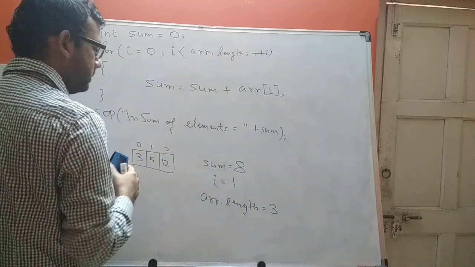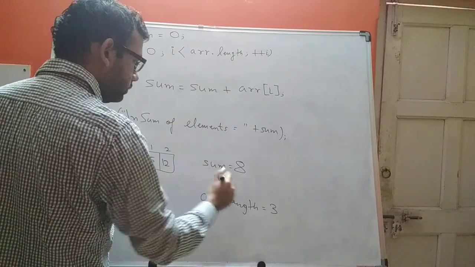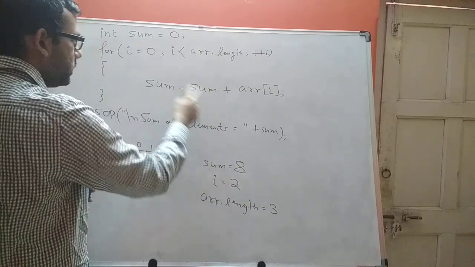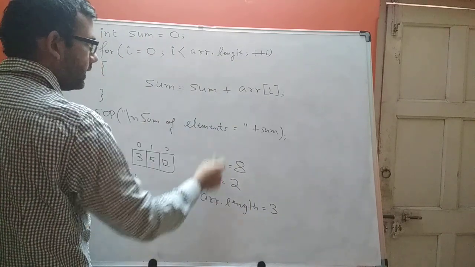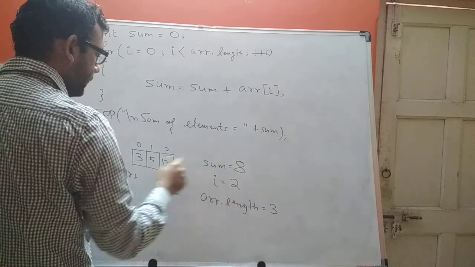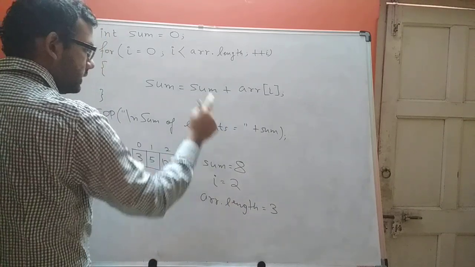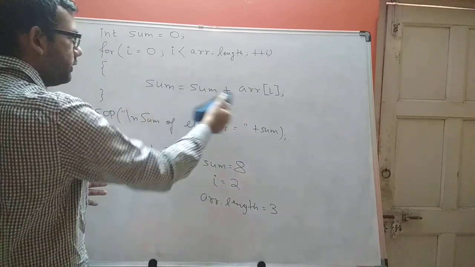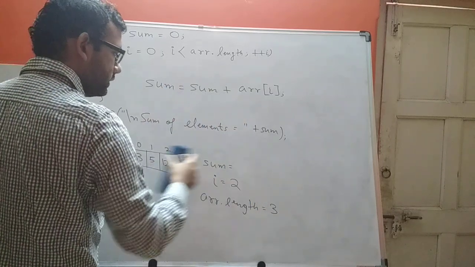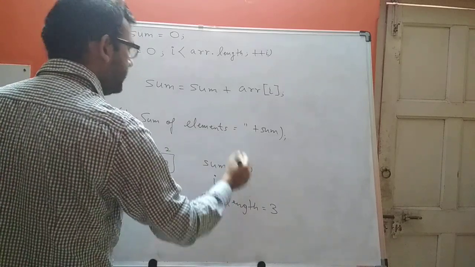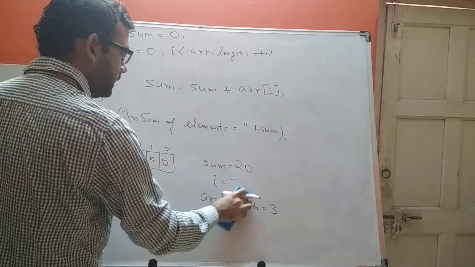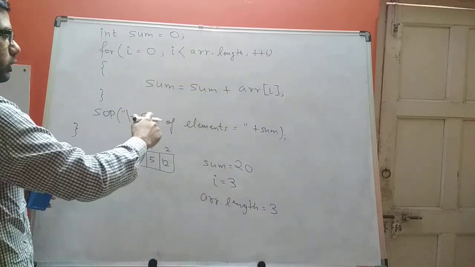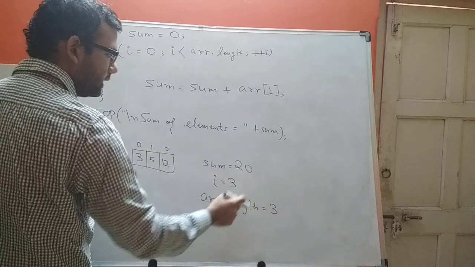Next again you go back up. I becomes 2. Is this condition satisfied? Yes it is, because 2 is less than 3. You come inside. Sum equal to sum plus ARR of I. ARR of 2 is 12. What is the value of sum? 8. 8 plus 12 is 20. You store 20 inside sum itself. So sum becomes 20. Again you go back up. I becomes 3. Now this condition is no longer satisfied. So you come out of the loop and you print sum of elements is equal to 20.